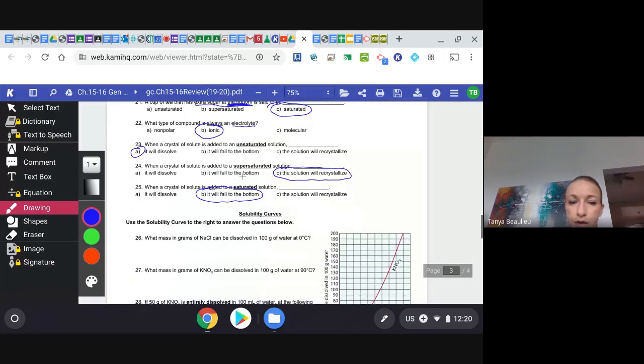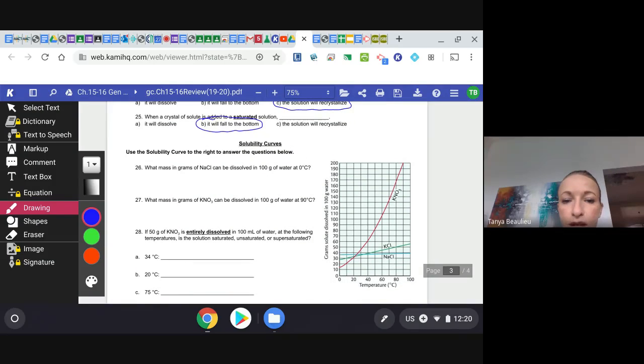All right. So the first question, what mass in grams of sodium chloride can be dissolved in 100 grams of water at 0 Celsius? Whenever I give you a temperature, you have to go to your graph. So I'm going to go to my graph and find 0 degrees Celsius, which is here. And I'm going to find sodium chloride, and that hits right about there. This is an approximate answer. I would say it's about 37 grams of sodium chloride there. If you wrote 38, you wouldn't be wrong. Like I said, these are all approximate values here.